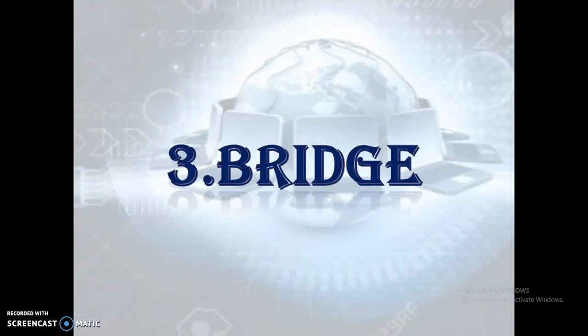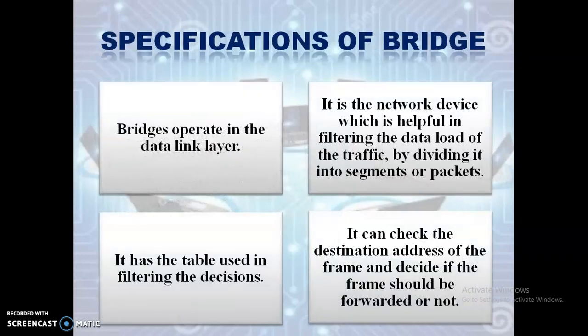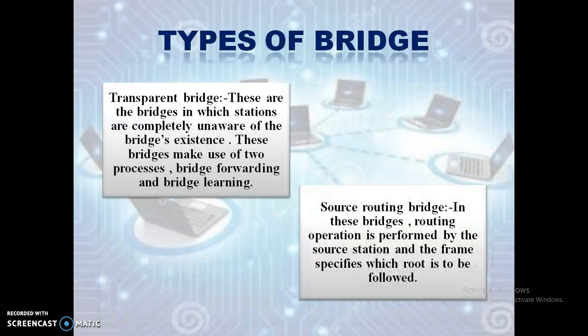Let us talk about bridges. It is the networking device that connects network segments by analyzing incoming traffic frames and making decisions about where to direct them based on their MAC addresses. It operates in the data link layer and it uses a table for filtering decisions. There are two different types of bridges: transparent bridge and source routing bridge.